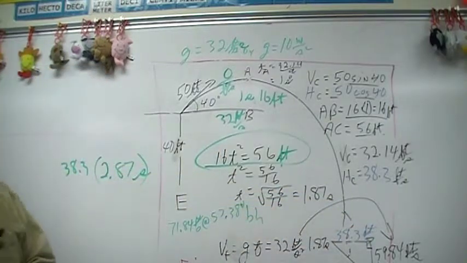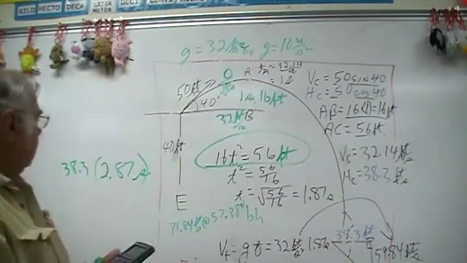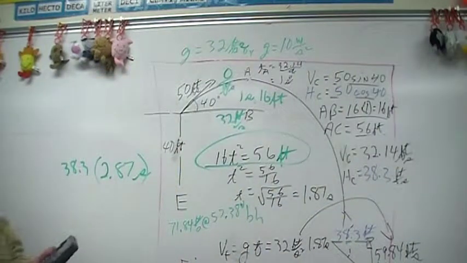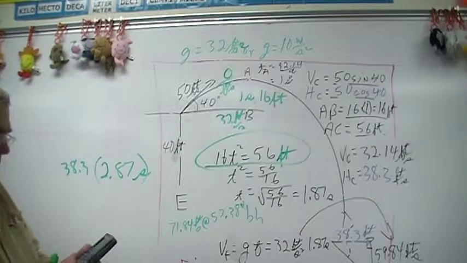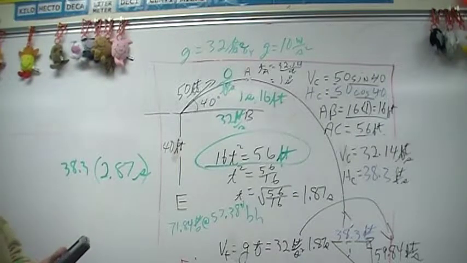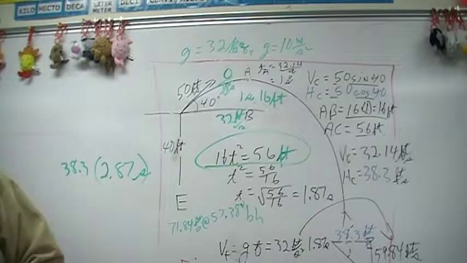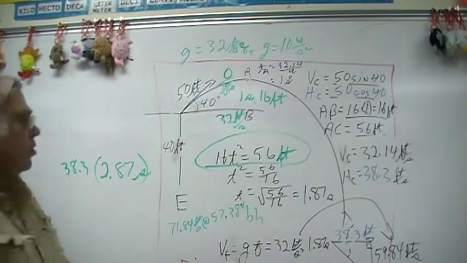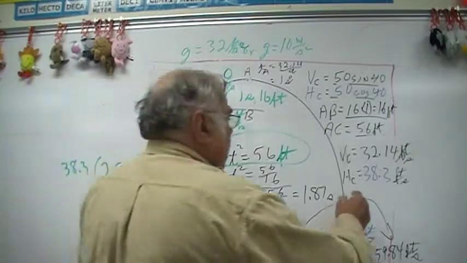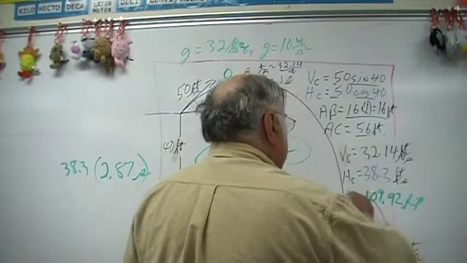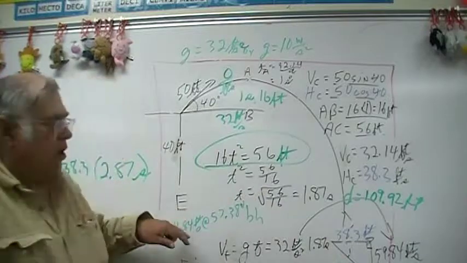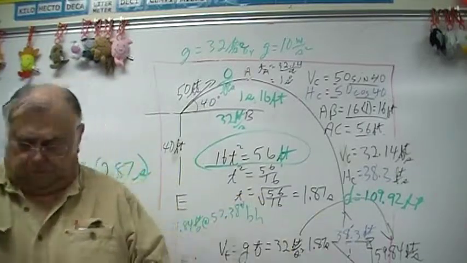Let's see what that is. 38.3 times 2.87. 109.92. 109.92 feet is the distance from the bottom of the cliff to where it hit out here.